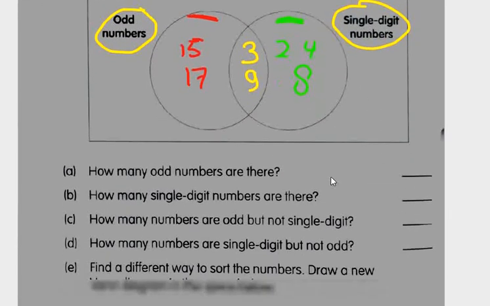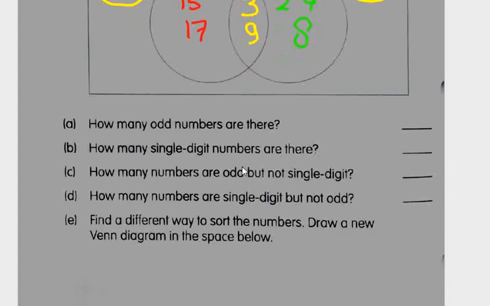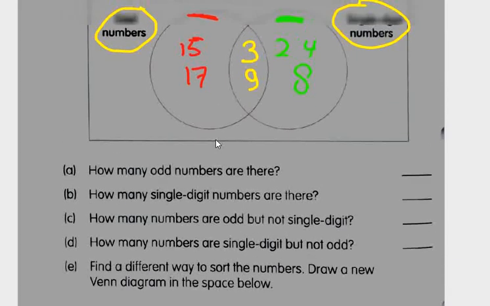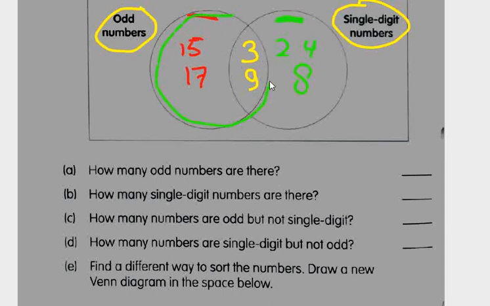Alright, so with this data you can answer the questions. How many odd numbers are there? If you want to answer how many odd numbers, it means you have to include all the numbers that are in the first circle, not only here. It's a circle, by the way. How many single digit numbers are there? Also, you have to include all the numbers in the second circle.